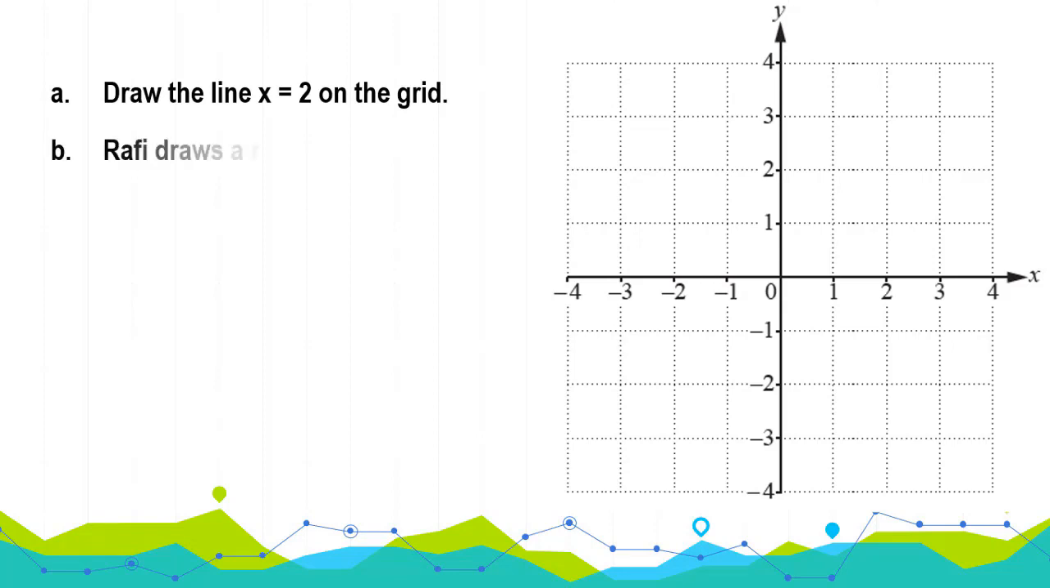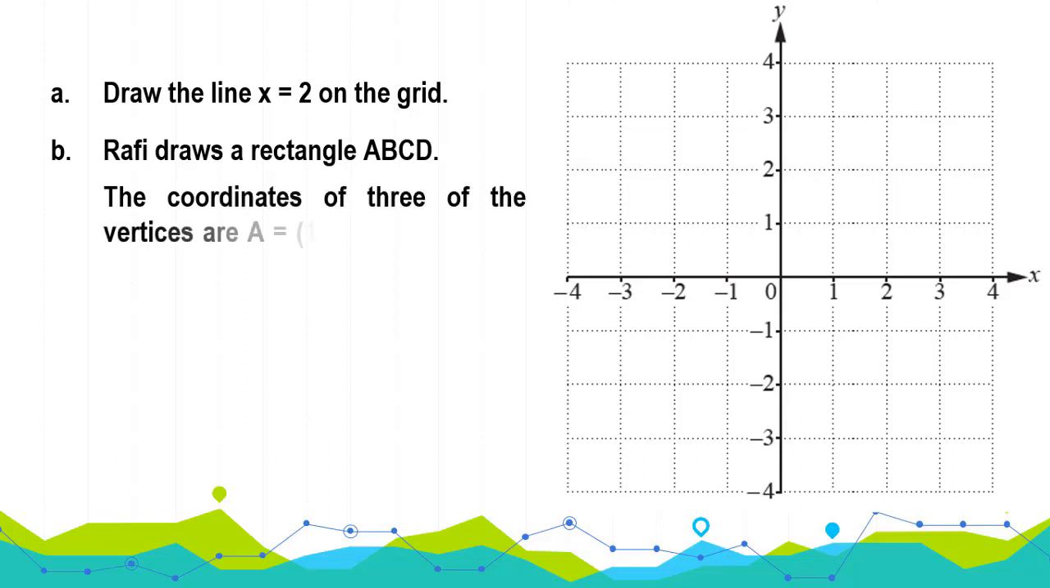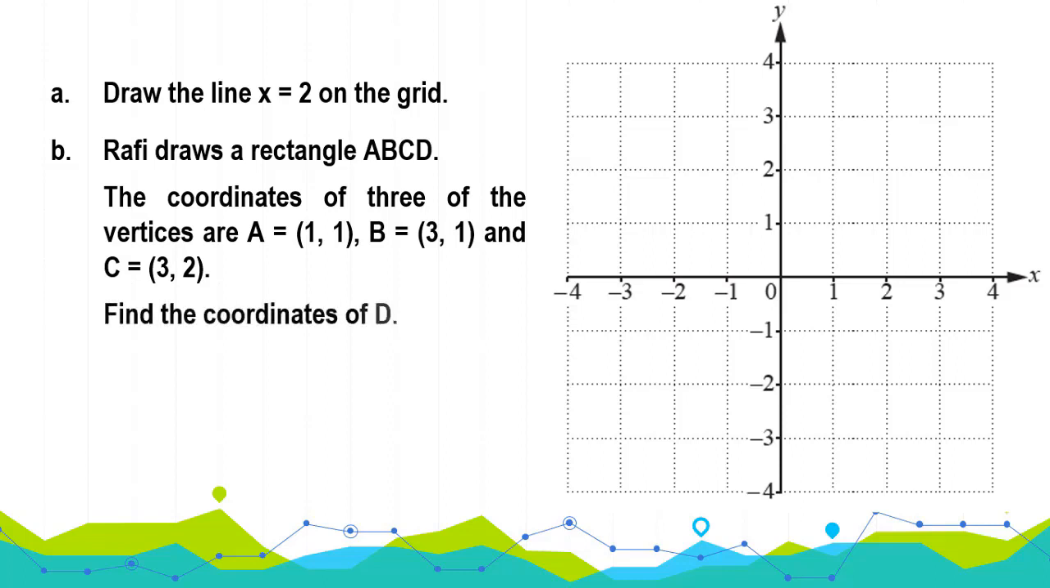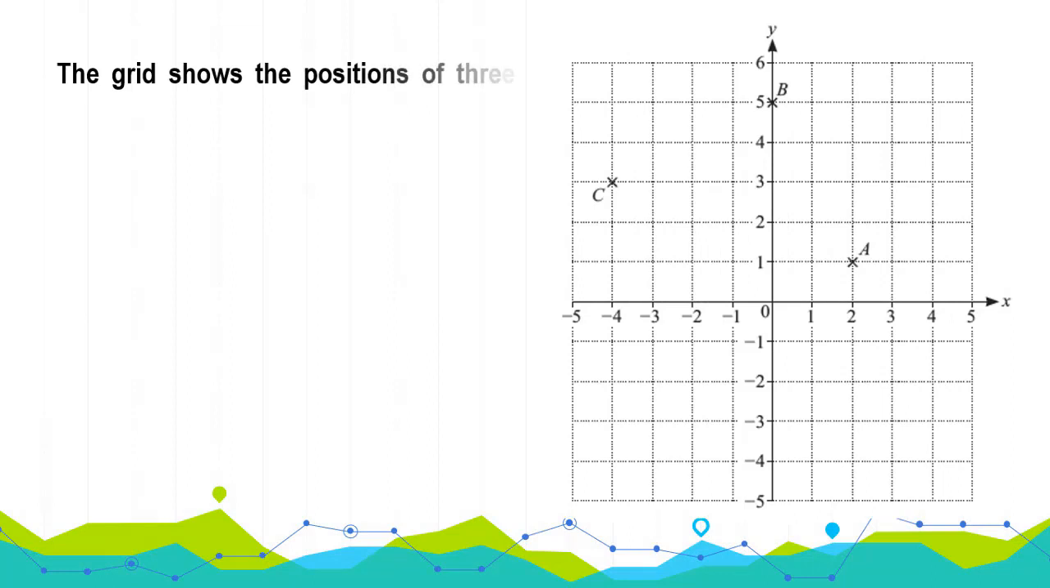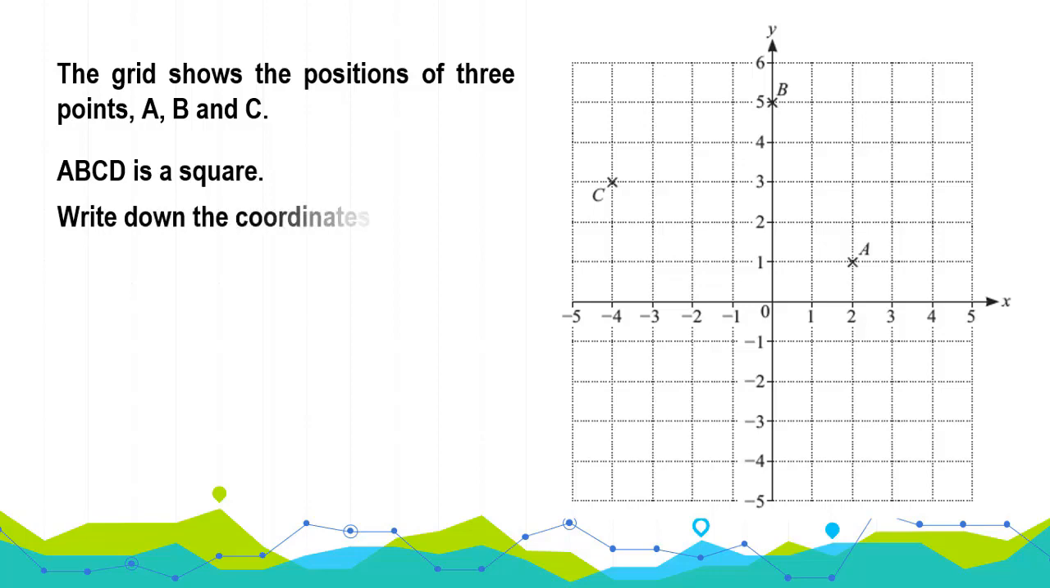B. Rafi draws a rectangle ABCD. The coordinates of three of the vertices are A (1, 1), B (3, 1), and C (3, 2). Find the coordinates of D. The grid shows the positions of 3 points A, B, and C. ABCD is a square. Write down the coordinates of D.